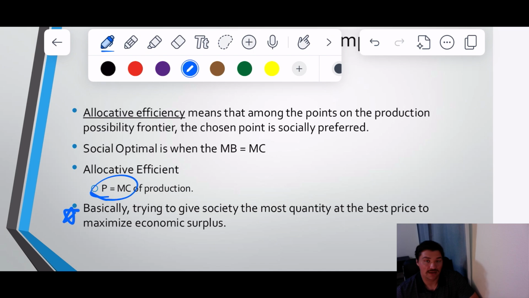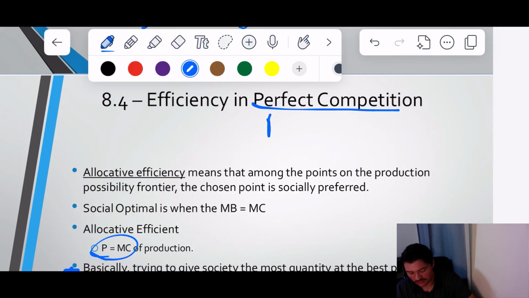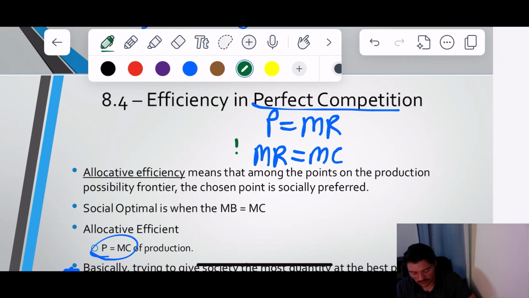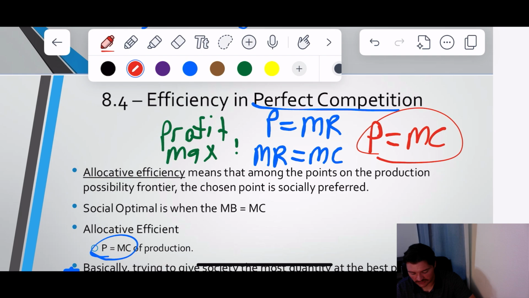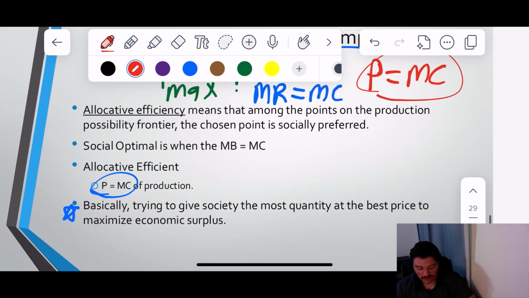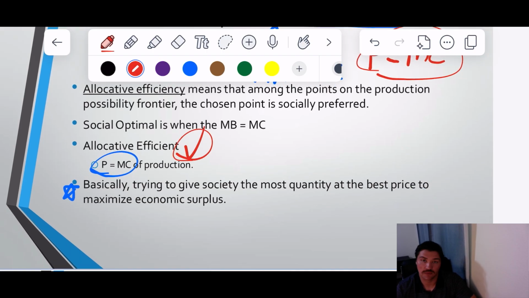So we're looking for this. Does that look familiar? Yes, it does. Because for a perfect competition, remember, they have to charge the same price for all quantities. So their price is their marginal revenue. They will maximize profits, so they will do MR equals MC. So what are you noticing? If my price is my MR, and I'm going to choose MR equals MC, automatically price equals MC. So therefore, yes, a perfectly competitive firm is allocative efficient.